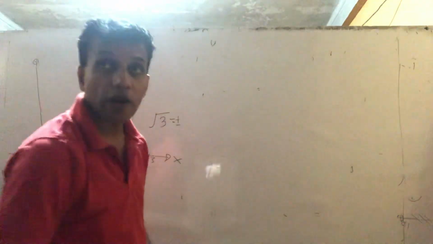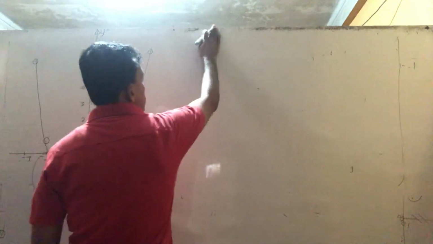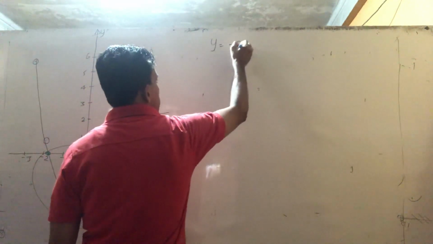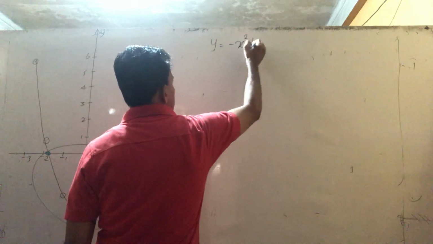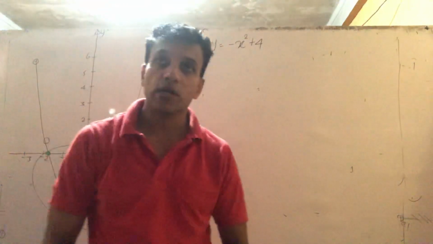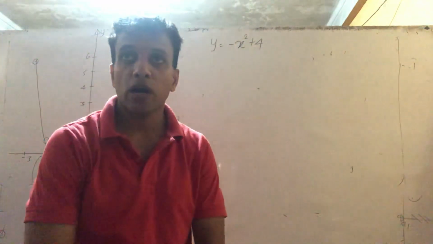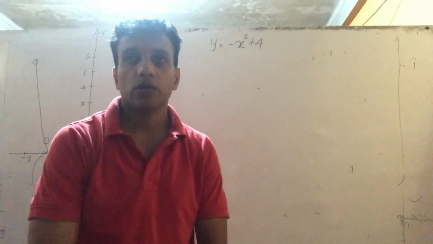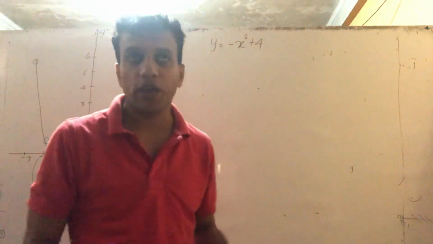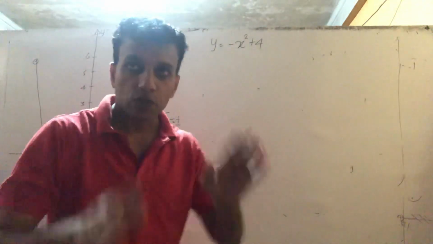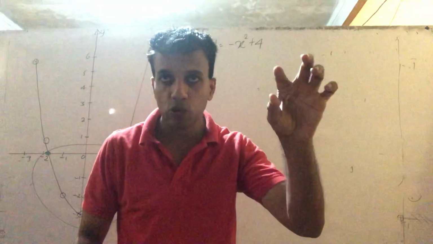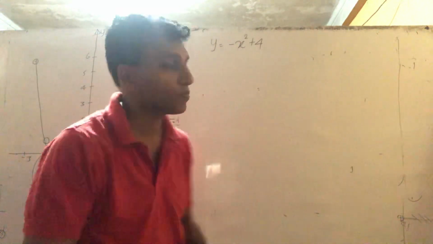Draw the graph of y equal minus x square plus 4. So not only the equation, they will give the table also. Here I set the equation, I will prepare the table. So stop the video, prepare a table, find the x value and the corresponding y value.